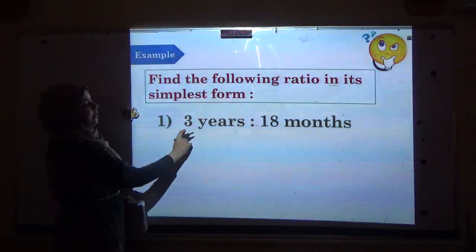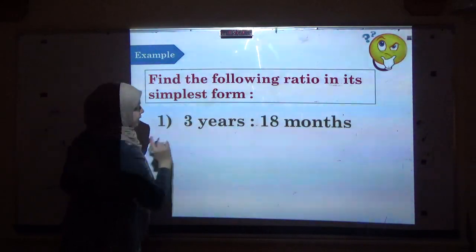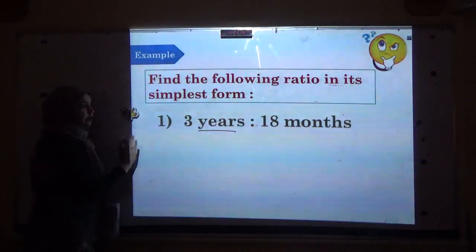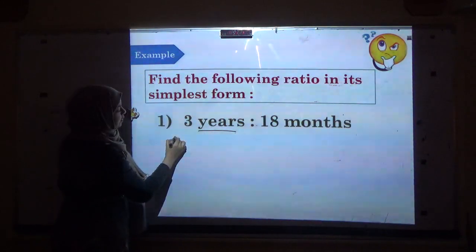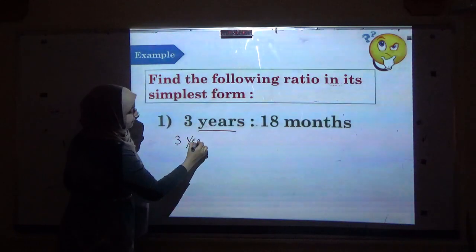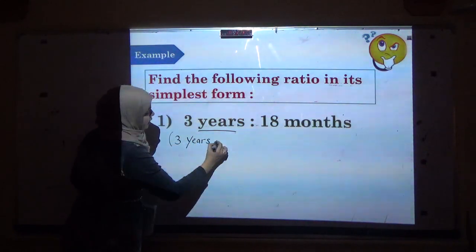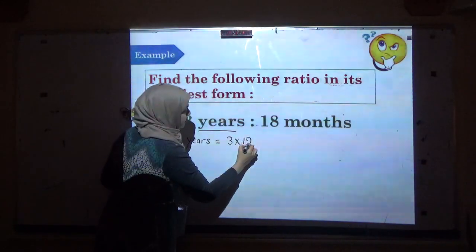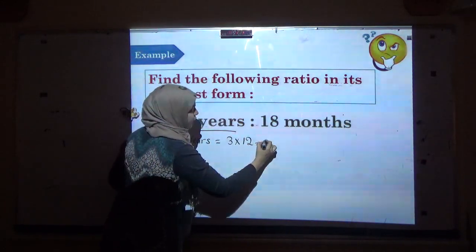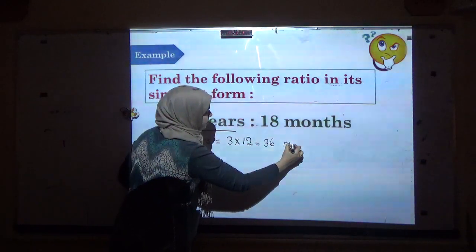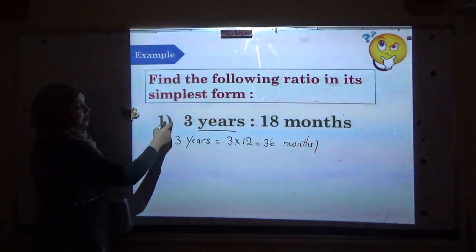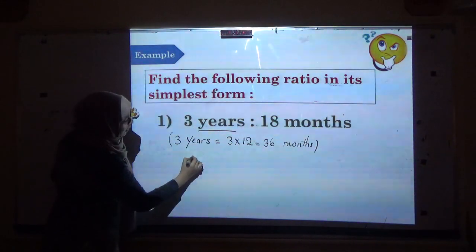Now simplify 3 years to 18 months. Convert from years to months to make the two terms the same unit. So 3 years equals 3 multiplied by 12, which equals 36 months. So 3 years equals 36 months.